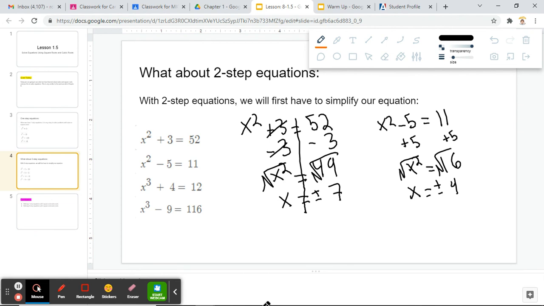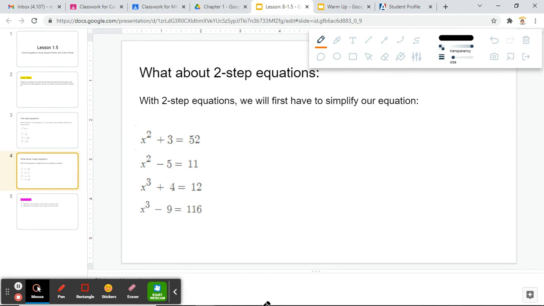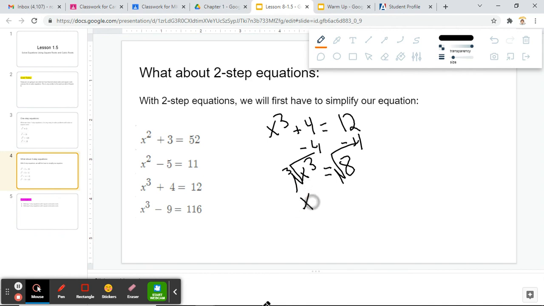Okay, let's do another one here. We have x cubed plus 4 is equal to 12. So we can cancel out by subtracting 4 from both sides. 4 minus 4 is 0. So on the left I have x cubed, and on the right, I have 12 minus 4, which is equal to 8. Now I take the cubic root of both sides here. The cubic root of x cubed would just be x. The cubic root of 8 would become 2.